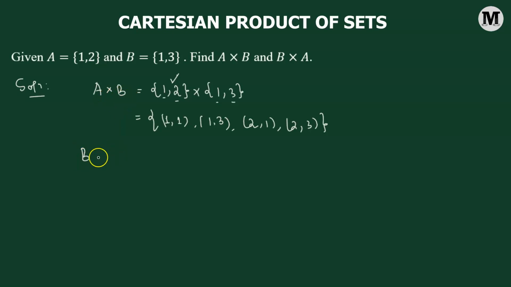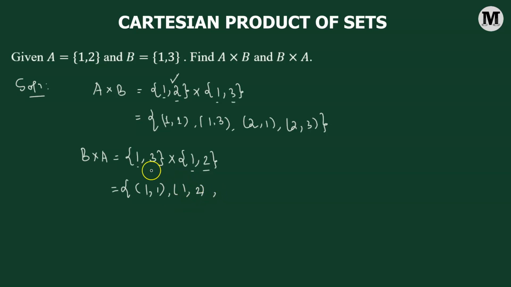Next, we will try to find out the Cartesian product of the set B and A. So first, we will consider the elements of set B. So those are 1 and 3, and we're going to form a Cartesian product with the set A containing the elements 1 and 2. Now we're going to pick up the first element of the set B, which is 1, and form an ordered pair with each of the two elements of set A. So we're going to get (1, 1), and then we're going to get (1, 2).